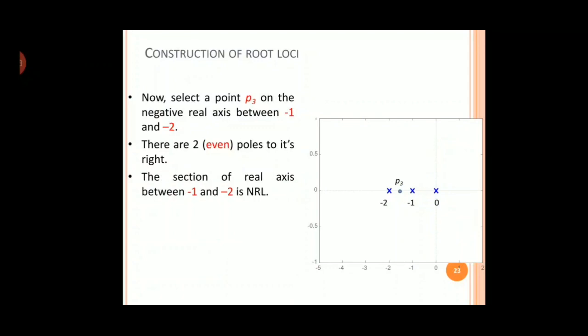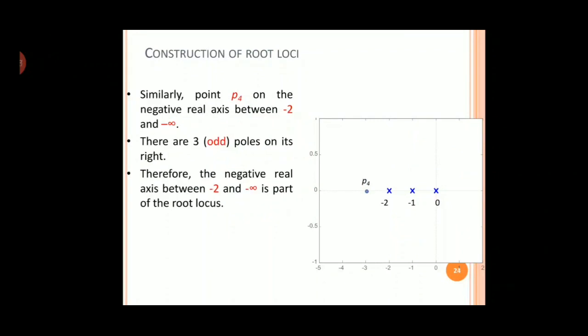Next, I'll choose another section between -1 and -2. For this point P3, to its right, see how many poles and zeros there are. Always remember poles and zeros together. We need to consider both poles and zeros. Suppose there is one zero here, I should consider that as well. In this case it is not there. So there are two poles to its right. 2 is even, so it is NRL.